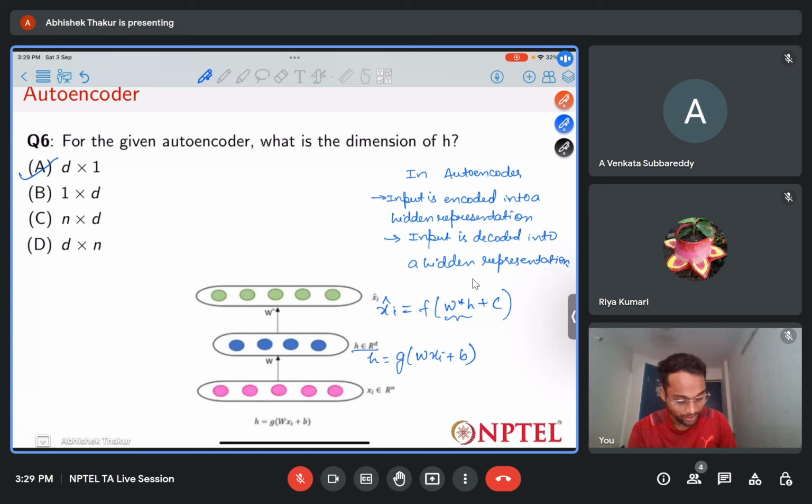Now W and W star: their dimensions will be exchanged. Like if W is n cross D, then what will W star be? That will be D cross n. I am not saying it is the transpose, I am telling you only the dimension will be exchanged. The number of rows and columns will be exchanged in W and W star. I will erase this so that it does not create confusion.